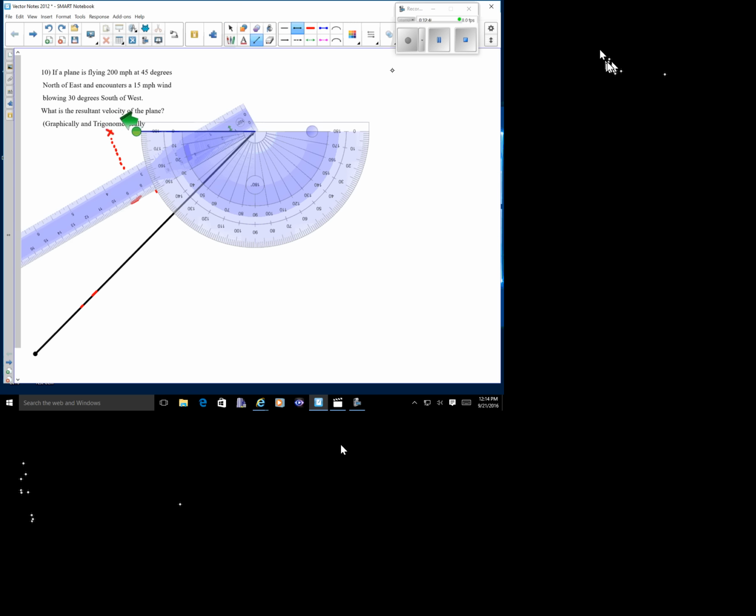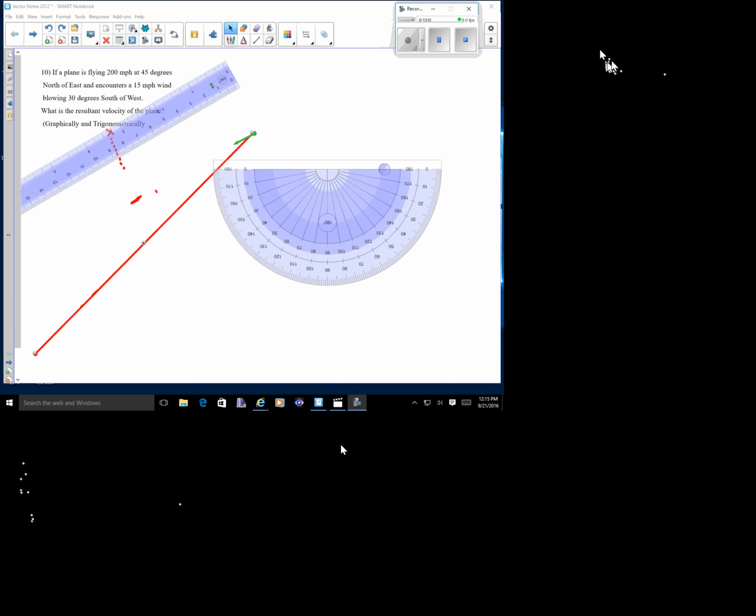All right, I've moved the protractor out of the way so you can see it a little better now. Now you have to draw the resultant. The resultant is drawn from the tail of the first vector, which is down here, to the head of the last vector, which is up here. So I'm simply going to draw a nice arrow straight from the tail of the first one all the way up to the head of the second one.